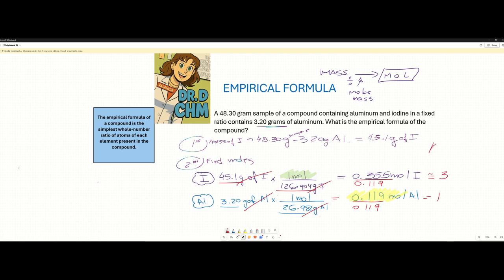So my formula, I start with the metal, so aluminum, right? So aluminum and iodine, 3. And that makes sense, right? If you have to write the formula, you're going to find this. That's aluminum iodide.